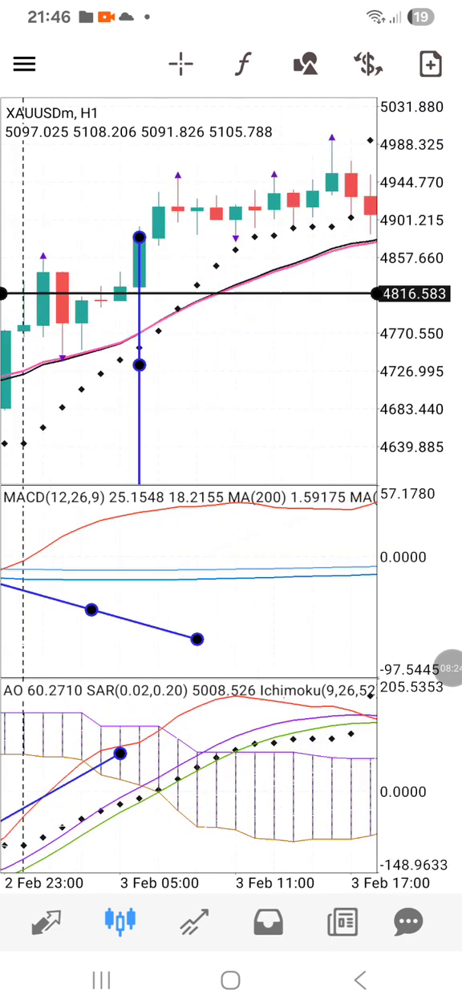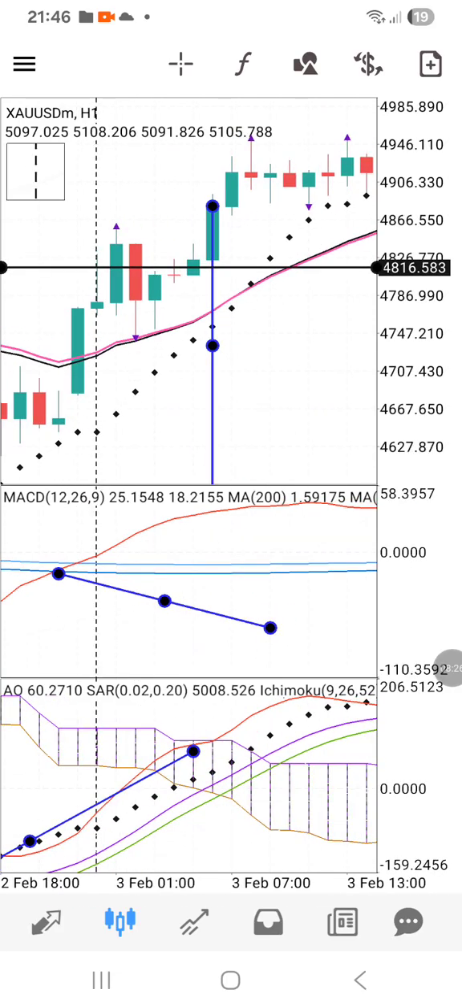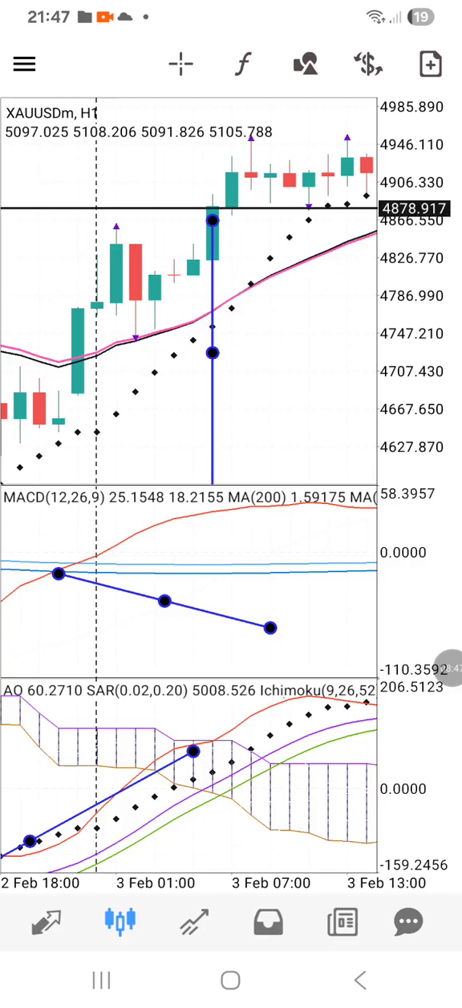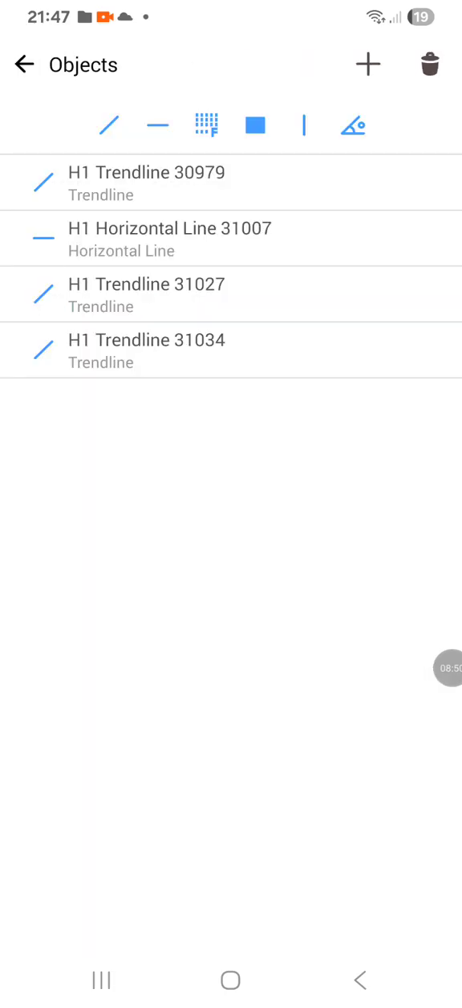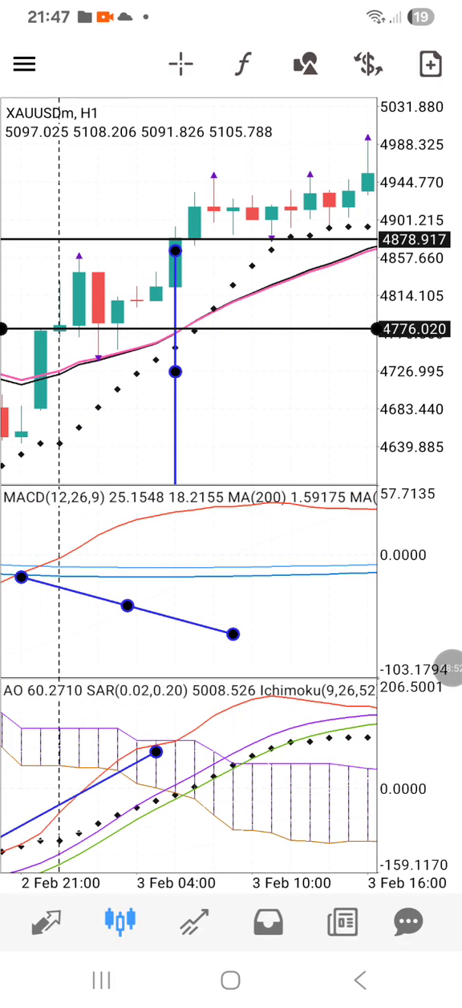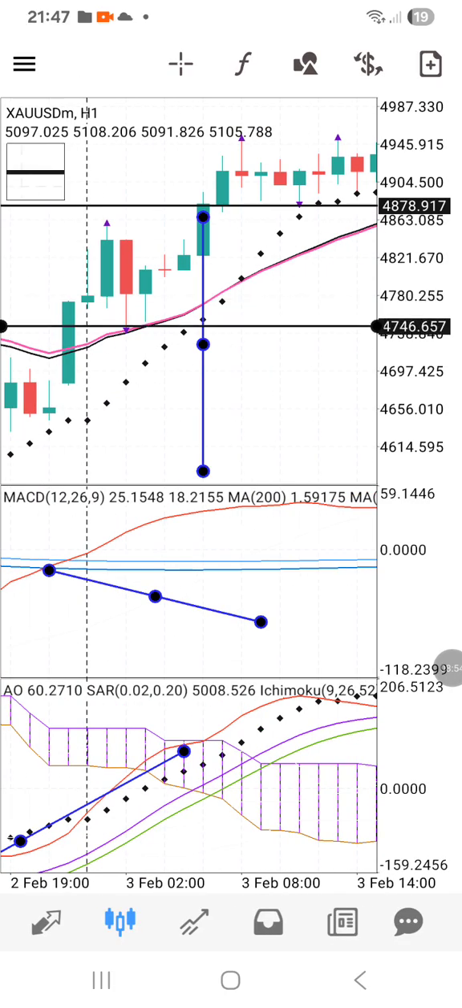Then by the time we get our entry, remember, you look for three clear bullish candles after the retest. This is the change of character, and this is the retest. This is 1, 2, 3. So your entry will be here, your stop loss will be here.